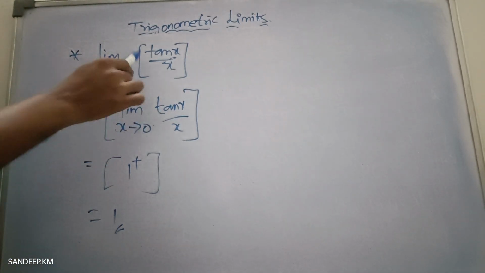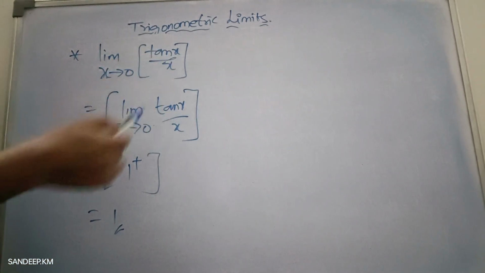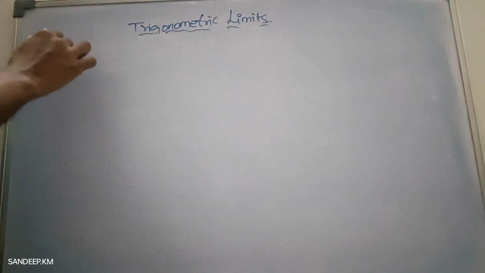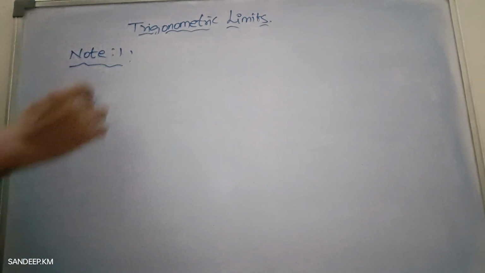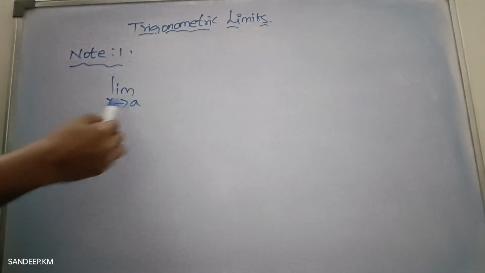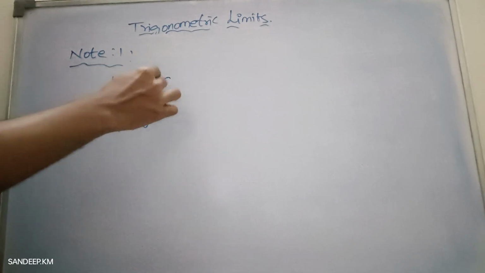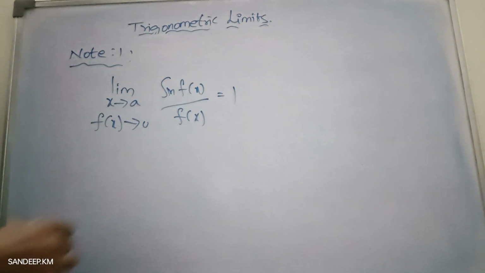Okay, so this is what? Limit x approaches 0, step of tan x by x is 1, but limit x approaches 0, step of sin x by x, how much we got? There we got 0, here we have got 1 as the answer. Okay, next, an important note to remember. So note number 1. What is note number 1, dear students? Limit x approaches a. When x is approaching a number a, if f of x is approaching 0, then we can say that sin f of x divided by f of x is 1.